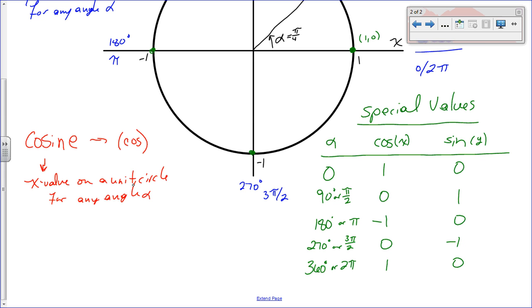Now, there's one more trig value I want to go over, and that is tangent. Tangent is the TAN button on a calculator. It is pronounced tangent. Please don't say tan. It is tangent. Essentially, the tangent of your angle is the slope of the line that goes through that point from the origin. So your tangent is really your slope.